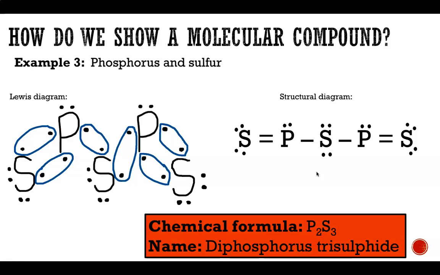So this one, the chemical formula for it, is P2S3. We've got 2 phosphorus there and 3 sulfur. And the name of this is diphosphorus trisulfide.